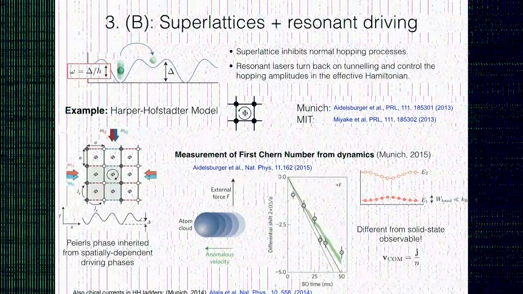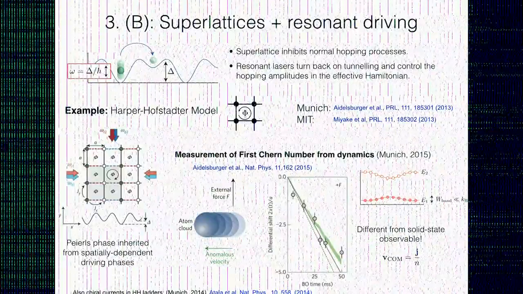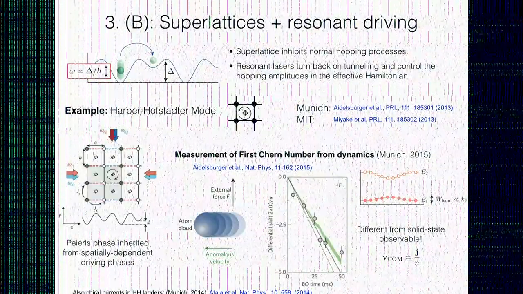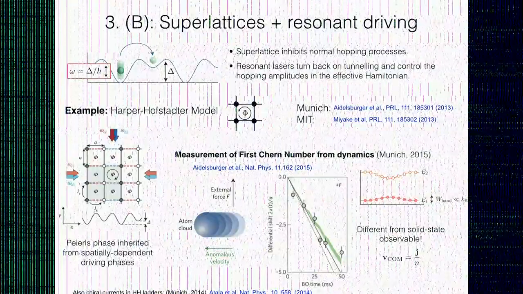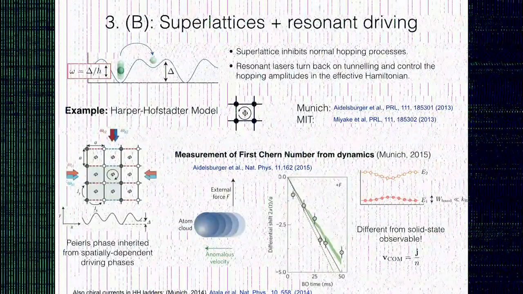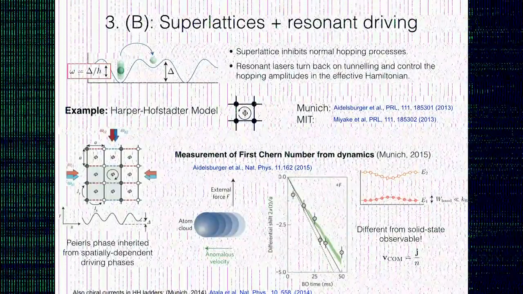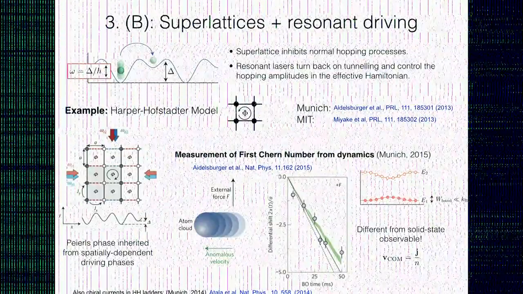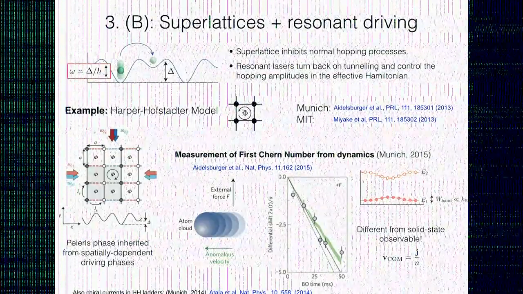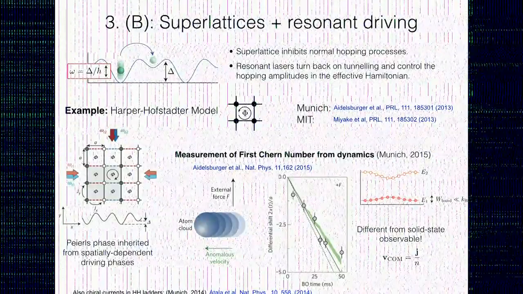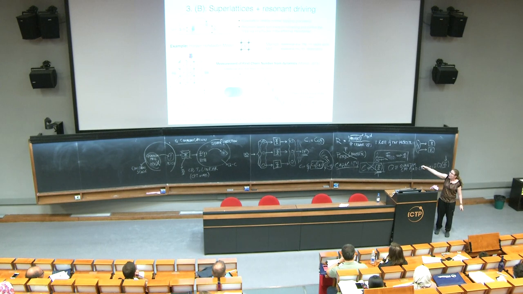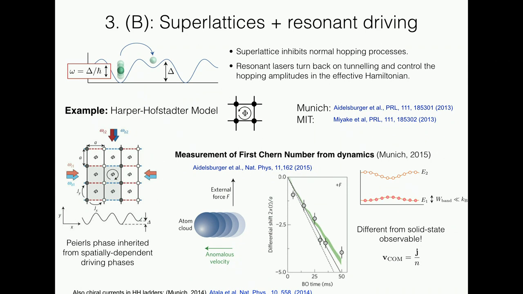This is a very important technique that is used particularly in the groups of Wolfgang Ketterle at MIT and Immanuel Bloch in Munich. I just wanted to highlight that in Munich they actually used this to measure the Chern number of the band. In this way, they realized exactly a Hofstadter model. They made hoppings along the y direction complex and spatially dependent and kept the normal hoppings along x. And they got Chern bands from the Hofstadter model.